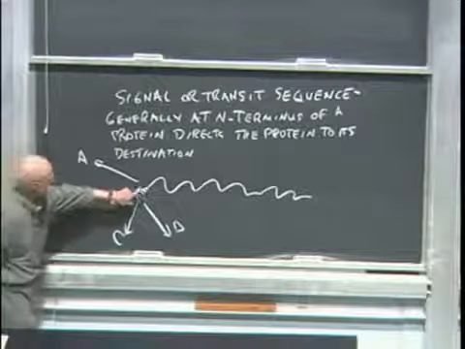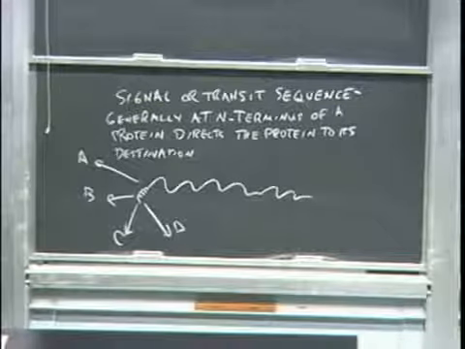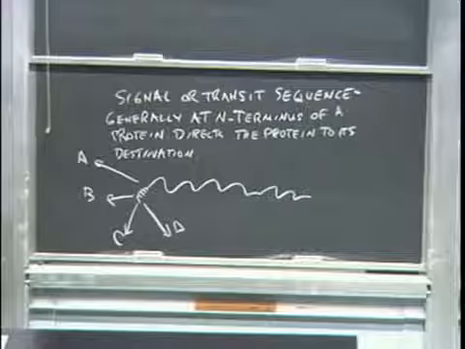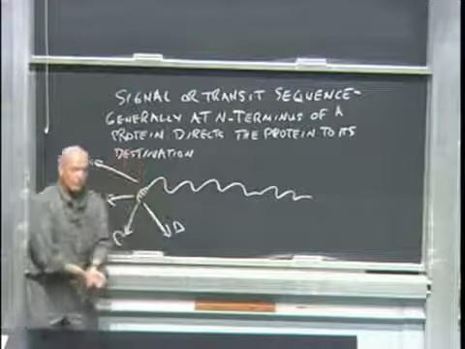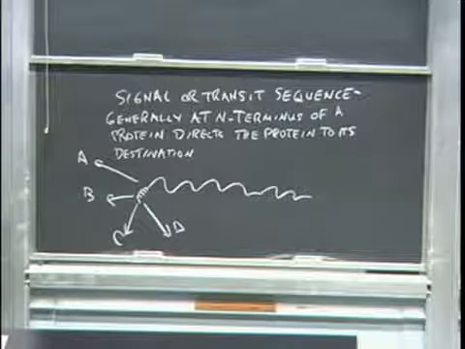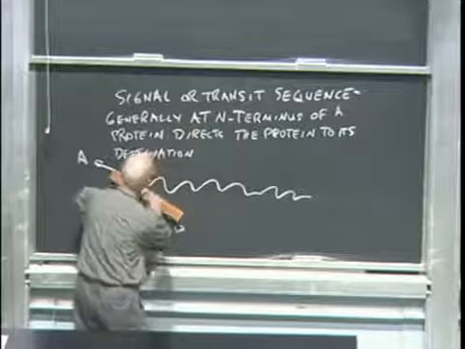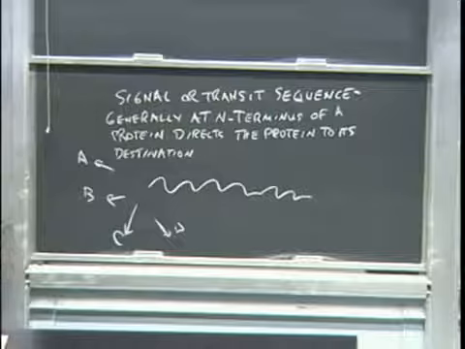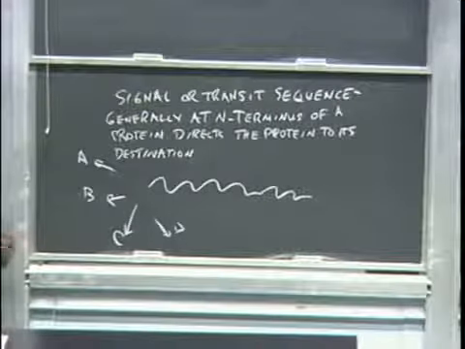Somehow this signal sequence can interact with a receptor on the membrane of these various organelles. There's a recognition, and then the protein is brought through the membrane into that particular organelle. What happens to this sequence after it's in the organelle is it's just chopped off. So you won't see it in the final functional form of this protein. Is this okay?